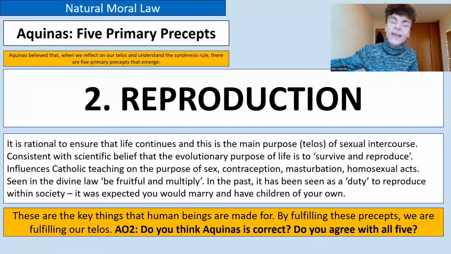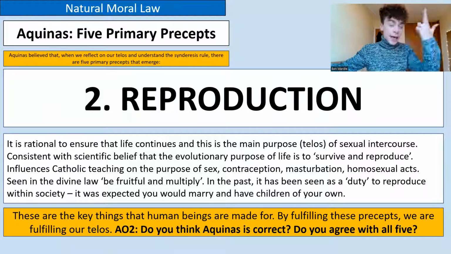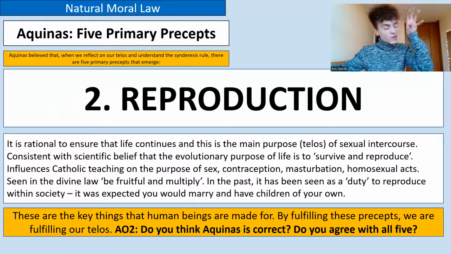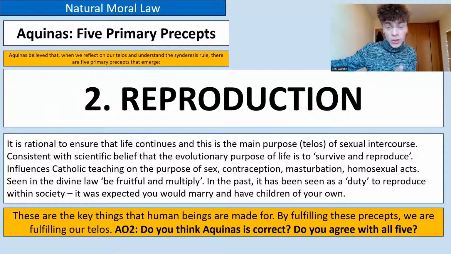Okay, number 2 then is reproduction. Now, this is really interesting because this completely shapes the Catholic Church's teachings on sexual ethics. It's why the Church opposes homosexuality. It's why the Church says contraception is intrinsically evil. It is why the Church says that the entire purpose of sex is procreation. And so reproduction is the idea that we have this precept, we have this duty to reproduce.